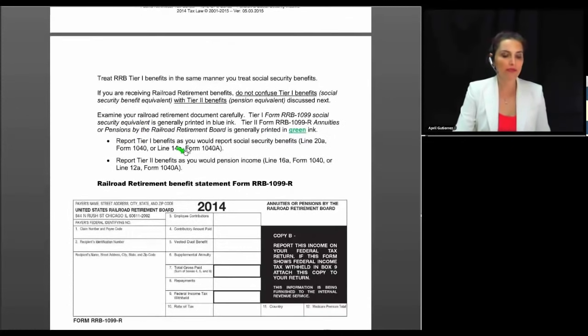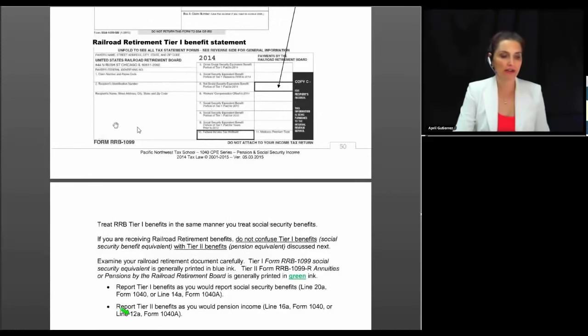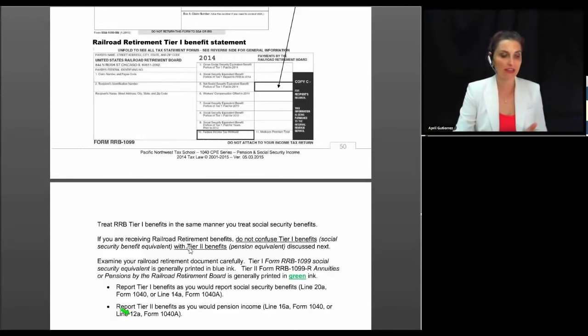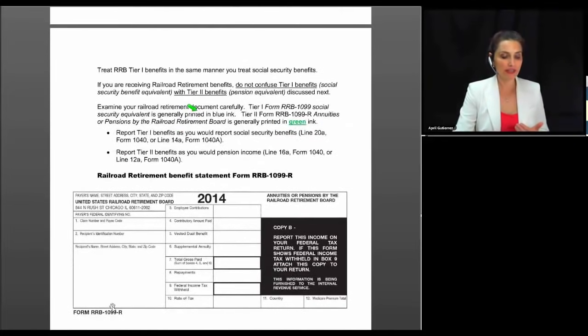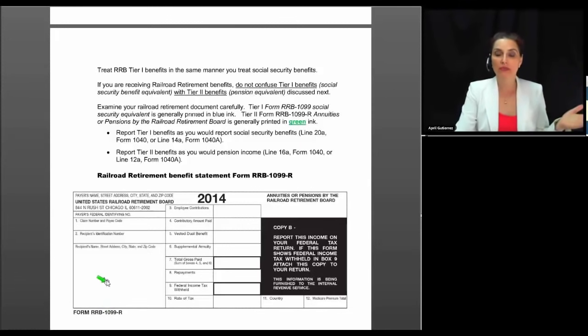Also from the railroad, you could be getting Tier 2 benefits, and Tier 2 benefits are reported on RRB 1099R. The main difference between RRB 1099R and RRB 1099, well, there's two main differences. The first difference is they're completely different things. One, Tier 1 benefits are the equivalent of Social Security, and you treat them as if they were Social Security. And the other difference is, of course, that the 1099R is going to be the equivalent of a pension. So a 1099R that you receive from an annuity or from a 401k or from an employer-sponsored plan or from an IRA, it's all the equivalent.